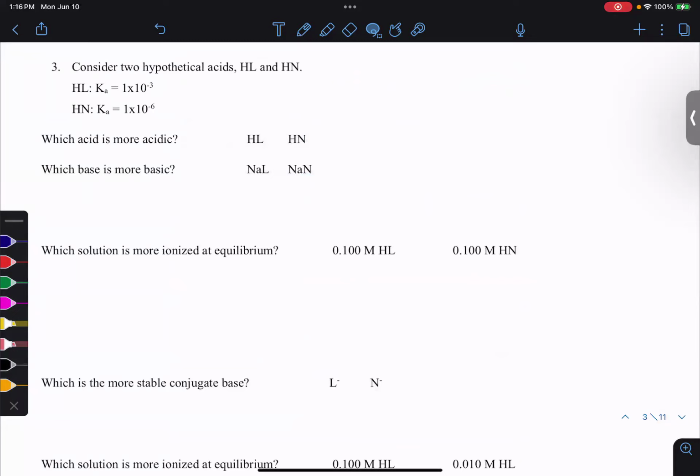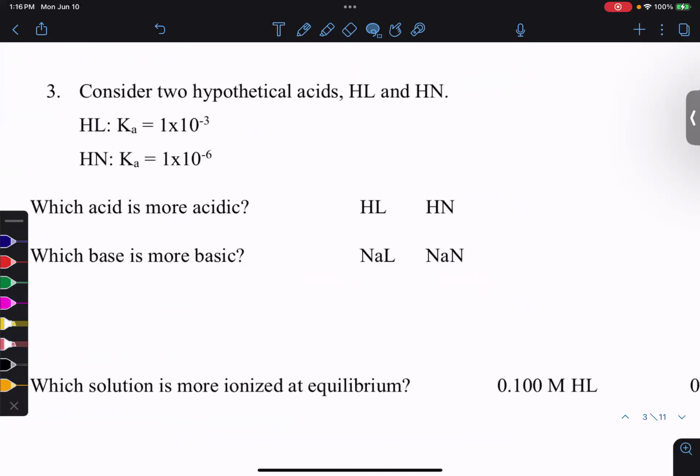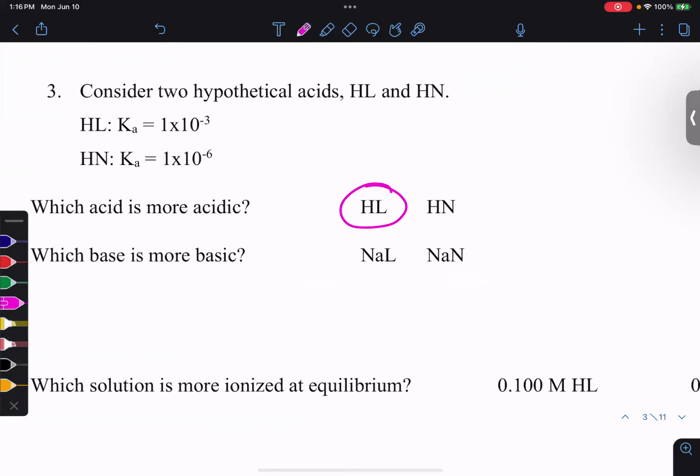Consider two hypothetical acids, HL and HN. They're both weak acids because I give you Kas. So which acid is more acidic, HL or HN? It's going to be HL because this Ka is larger, much larger. But then which one's more basic? It's going to be N minus because its Kb is much larger.